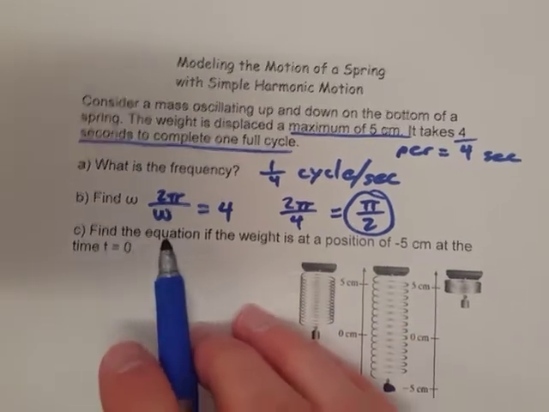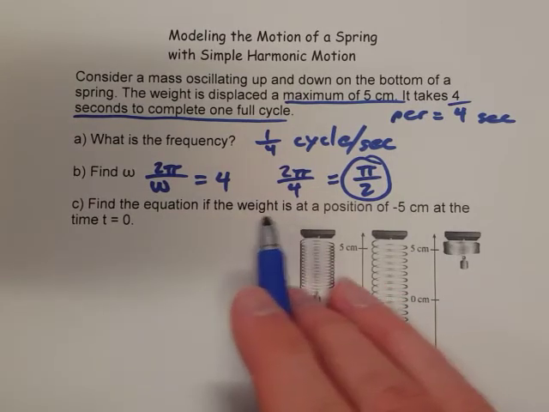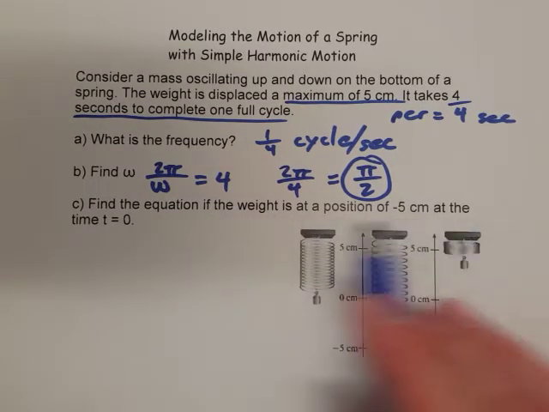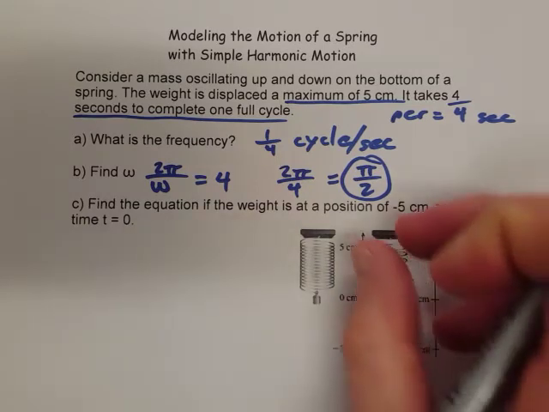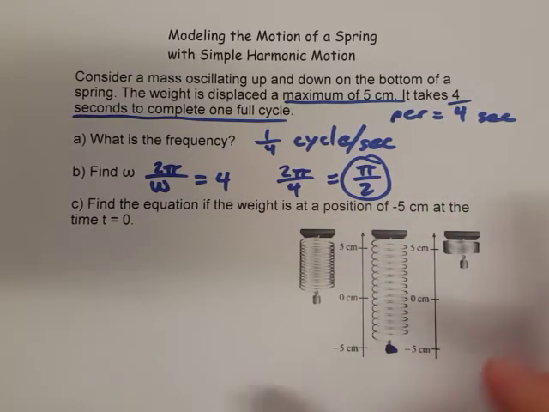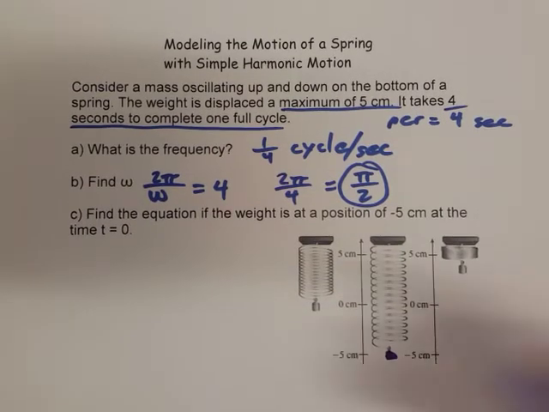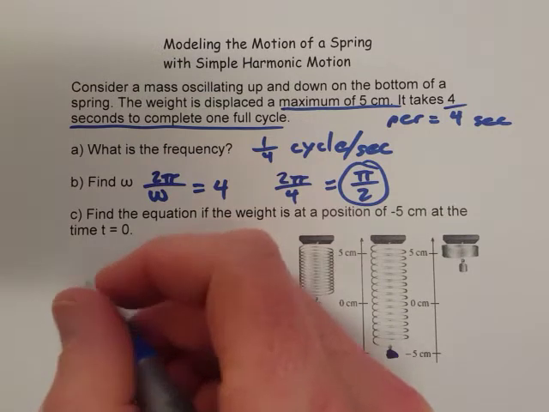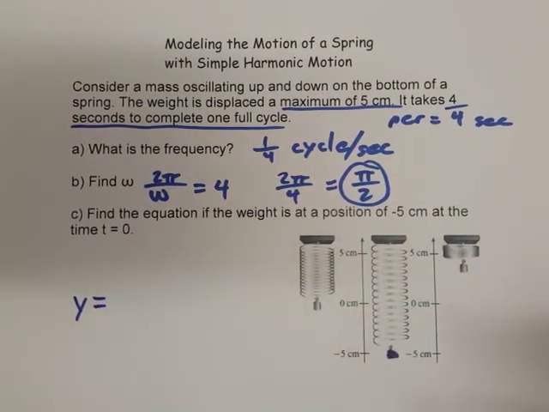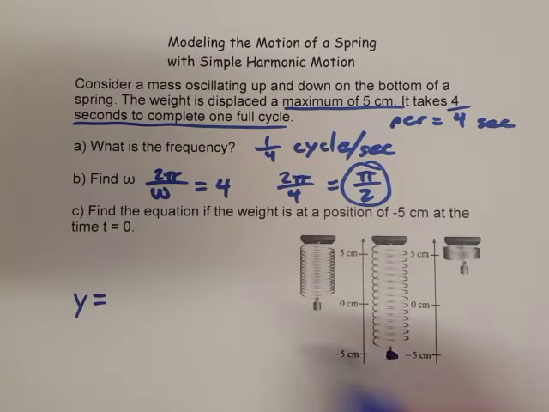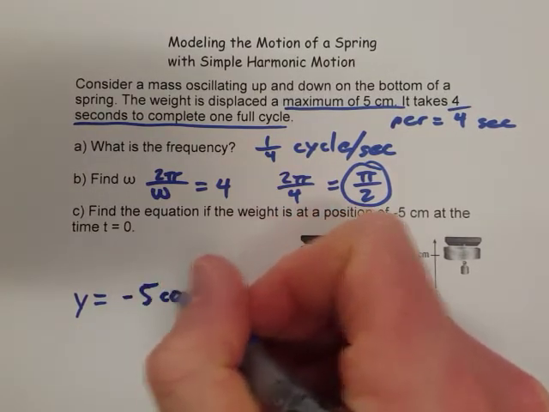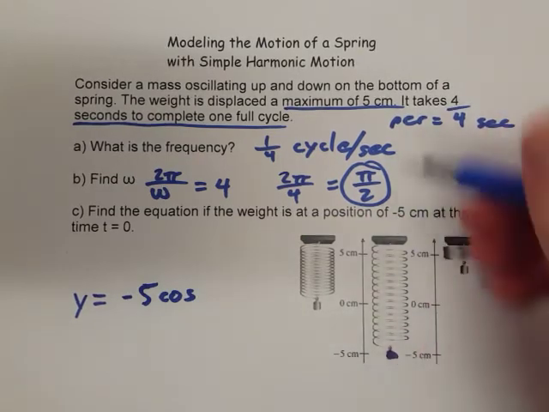Which is part C. Find the equation if the weight is at a position of -5 centimeters at time t equals 0. In other words, we pull it down to -5, let it go. So -5 is the starting point. Now if that's the starting point, that has something to do with what I was mentioning, how cosine starts somewhere other than (0, 0). In this case, it's starting at -5. So if we're looking at our formula here, I'm going to use y, you could put d, that's fine, but I'm going to use y equals -5 cosine. So that'll start it down here at -5, and then it'll go from there.